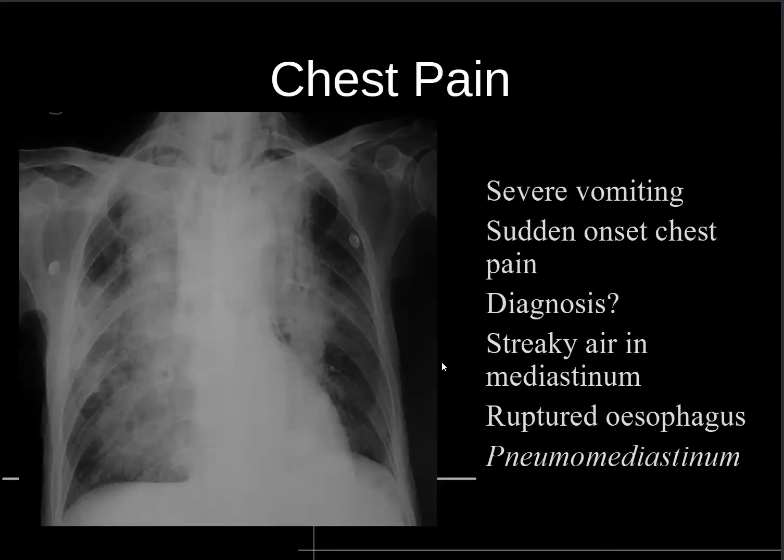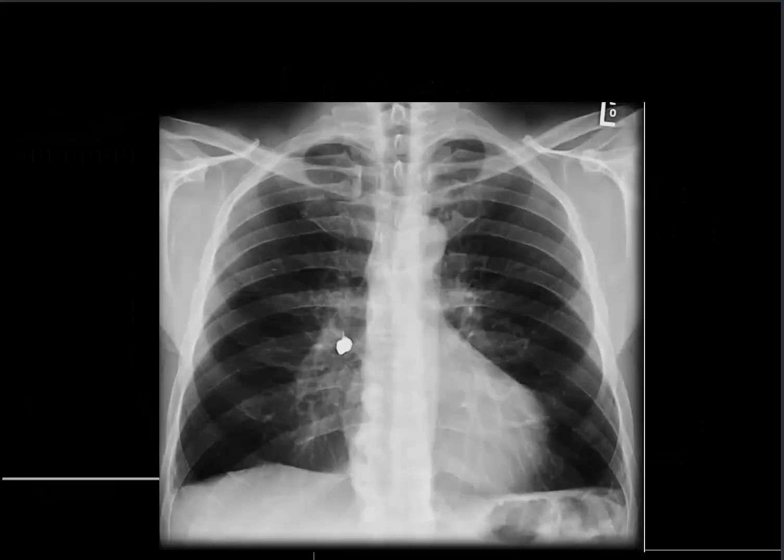This patient had severe vomiting. He's ruptured his esophagus, and air within the esophagus is now escaping around the mediastinum. What's going on here? Where's the asymmetry?